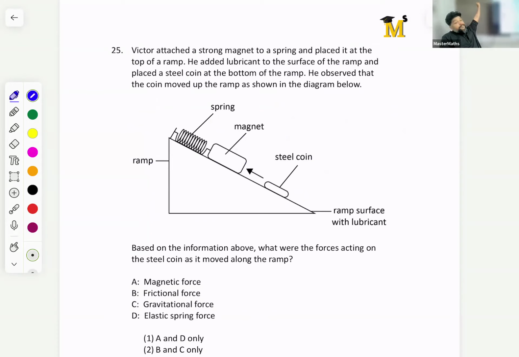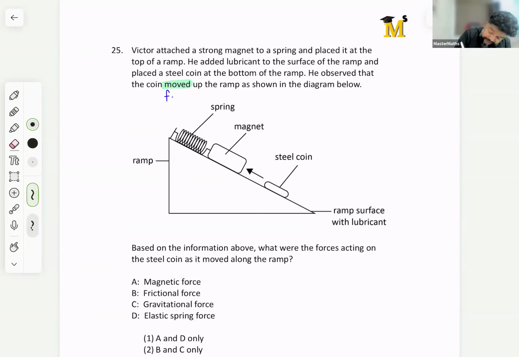You must read the question carefully, okay? Now, Victor added a strong magnet to a spring and placed it at the top of a ramp. He added a lubricant to the surface and placed a steel coin at the bottom of the ramp. He observed that the coin moved. So when the coin is moving, what kind of force is acting on it? Frictional force. The coin is on earth, so gravitational force is acting on it.